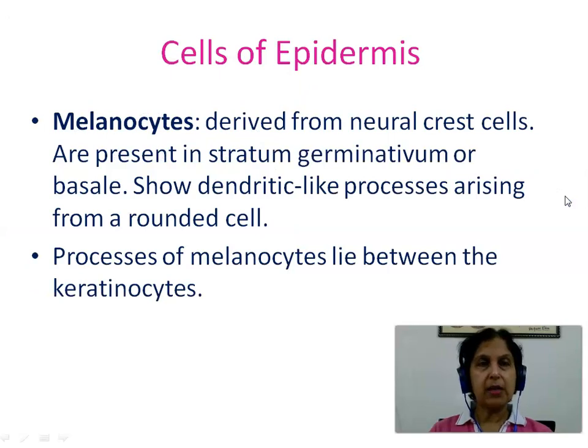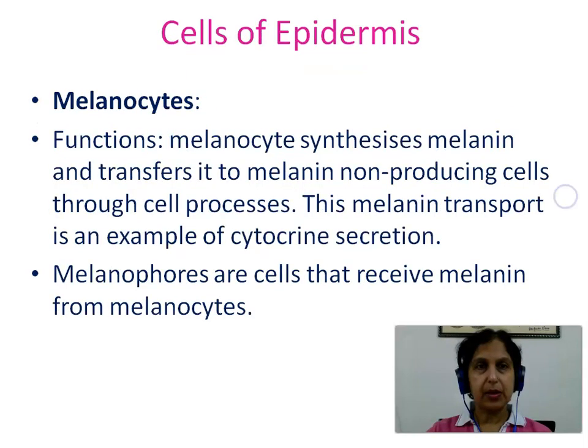We then go on to see the melanocytes. These are derived from neural crest cells. They are present in stratum germinativum or stratum basale. They show dendritic-like processes arising from a rounded cell. The processes of melanocytes lie between the keratinocytes. The functions: melanocyte synthesizes melanin and transfers it to the melanin non-producing cells through their cell processes. This melanin transport is an example of cytokine secretion.